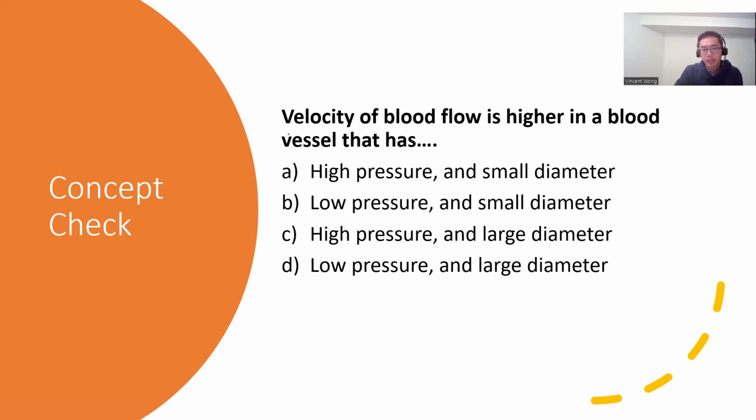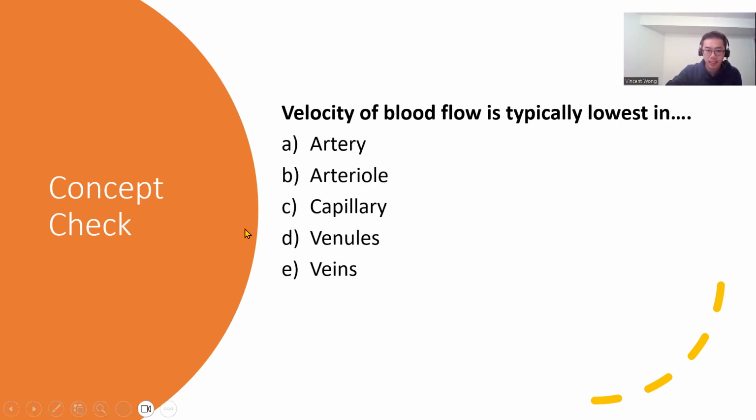So remember, the speed is dependent on two things, pressure and the size. The higher the pressure, the faster. The bigger the diameter, the faster. So if you can have a vessel with high blood pressure and large diameter, that's going to be the fastest. Okay, and that is the aorta. In the aorta, it is the fastest, right?